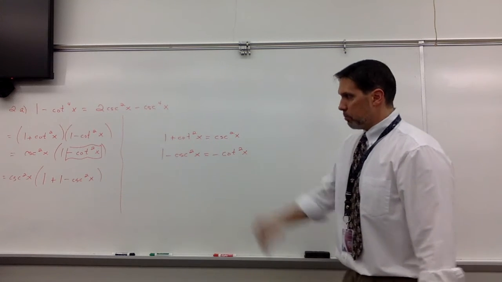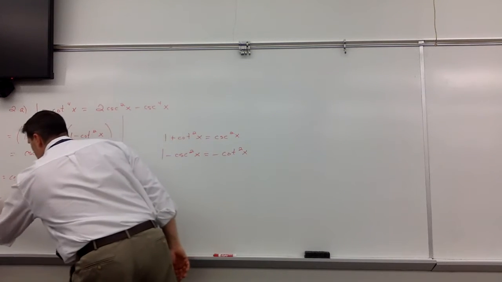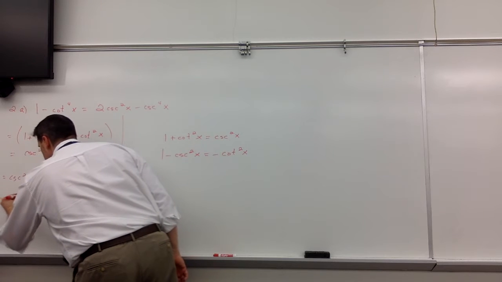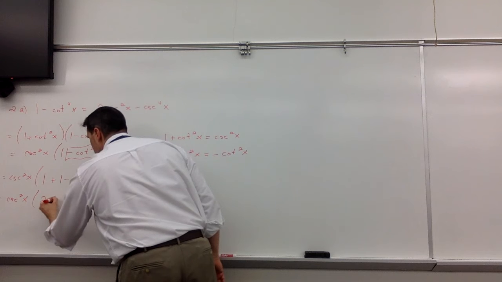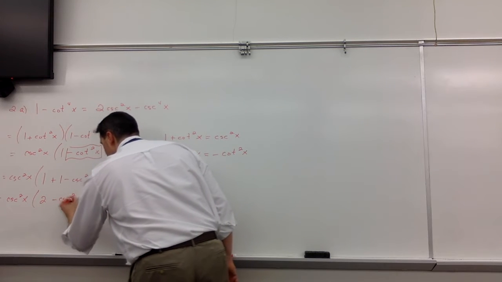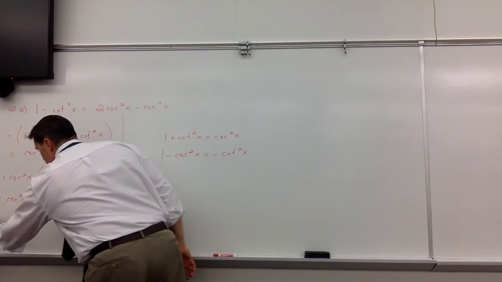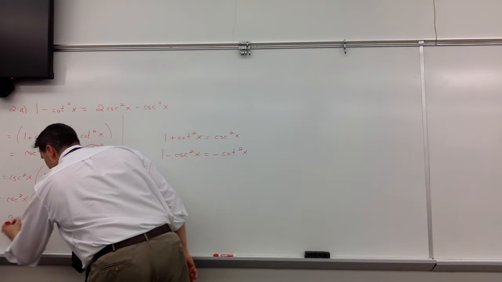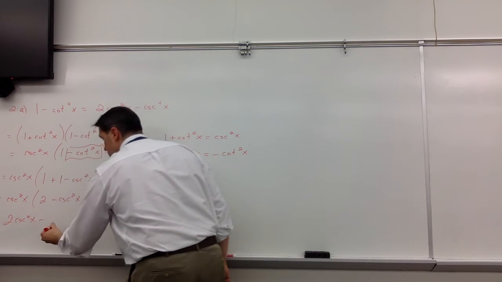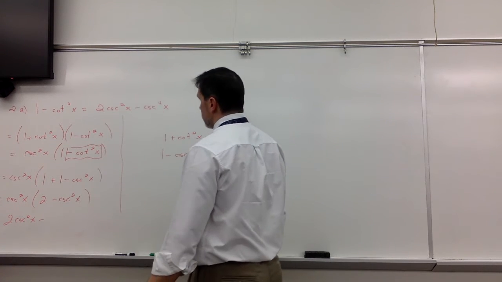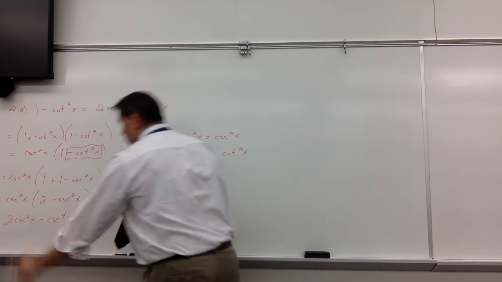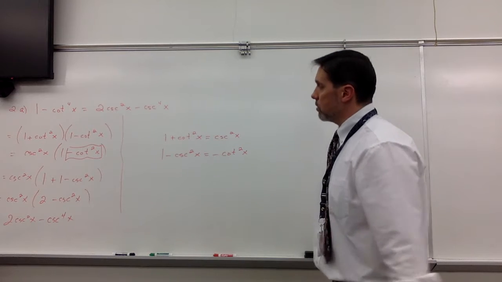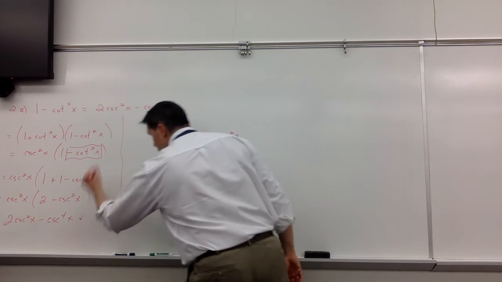Right. And then 1 plus 1 is obviously 2. I'll distribute. So 2 minus cosecant squared. When you distribute, you'll get 2 cosecant squared x minus cosecant to the fourth. Got nervous there for a second. Cosecant to the fourth x, which is what we had to prove.